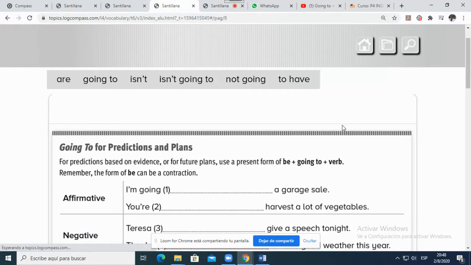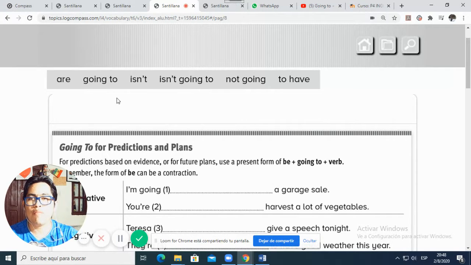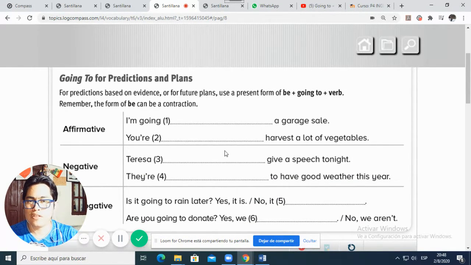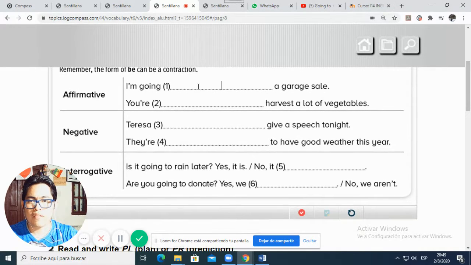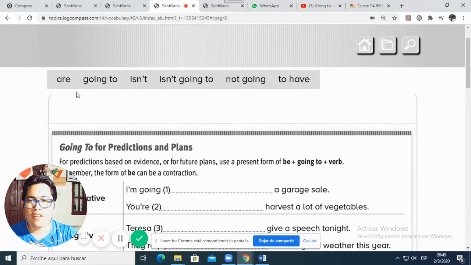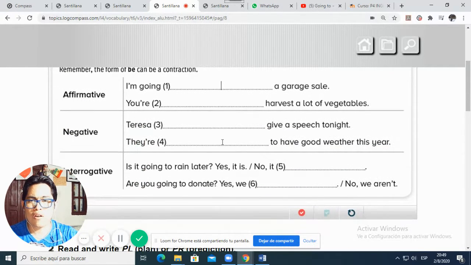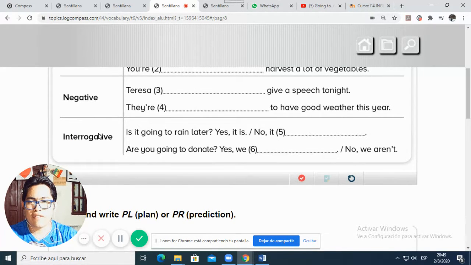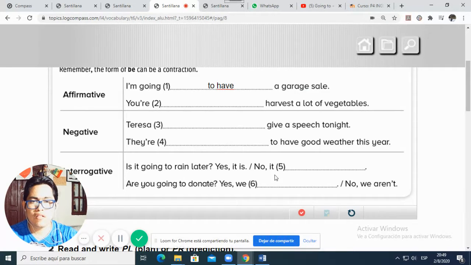Now, let's go to lesson 8, page 71. Here we have a grammar box about going to or not going to for predictions and plans, okay? It is what we explained in the previous videos. I will do an example for you, okay? Remember, we complete using one of these words. I'm going to have a garage sale. Be careful. Here you will complete with an affirmative, with a negative, or with an interrogative form of the verb. Okay? So, simple.